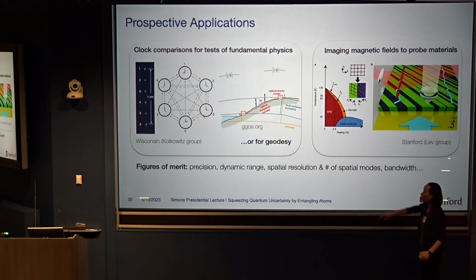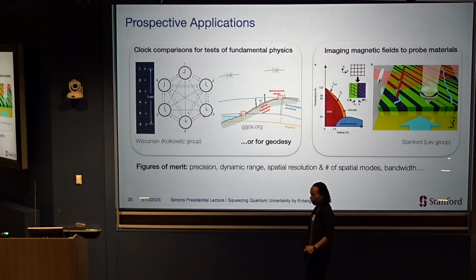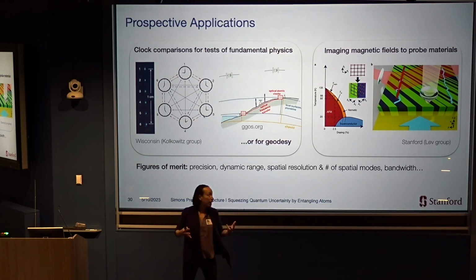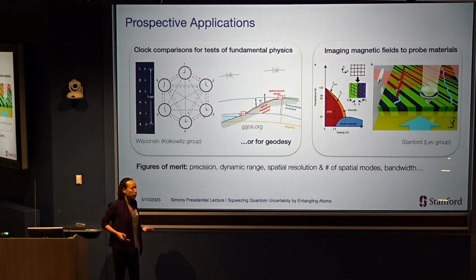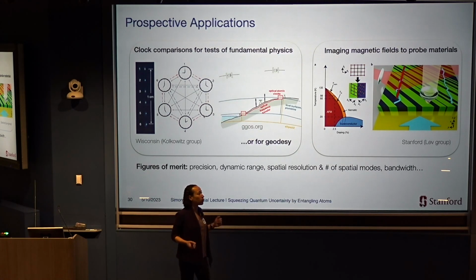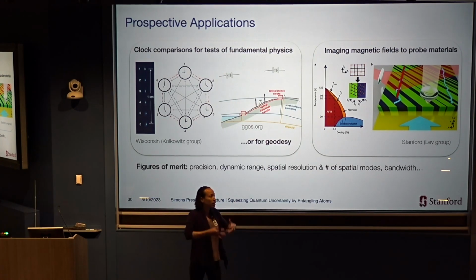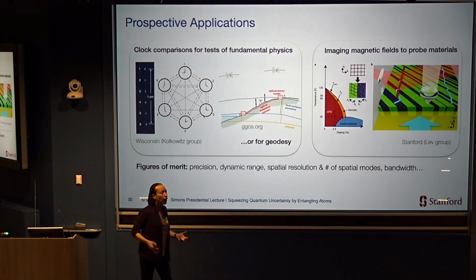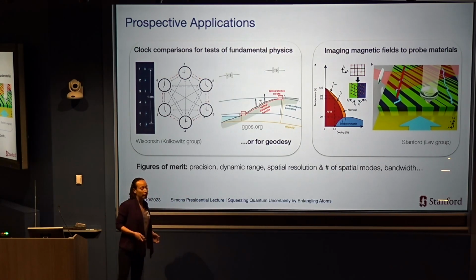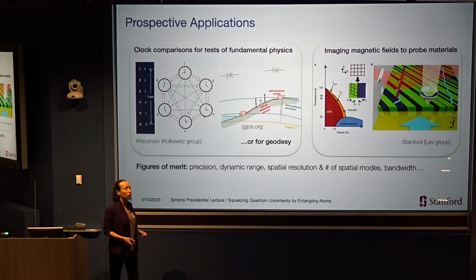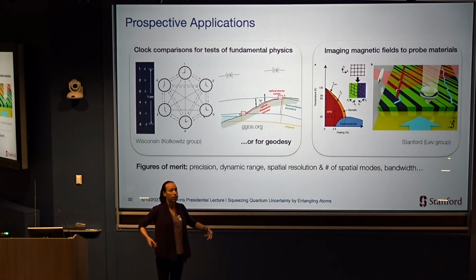And one thing I want to emphasize about some of these applications is once one starts to build a sensor, be it using a clock as a sensor or sensing magnetic fields, there's a number of figures of merit that you care about beyond just absolute precision. What is the spatial resolution of the sensor? What is the bandwidth of the sensor? How large is its dynamic range? And for many of those applications, you would actually like to have more than just a single big entangled state.